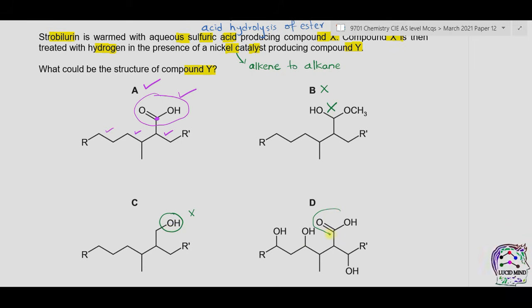In D, this is correct as carboxylic acid is formed from carbonyl carbon. But alkene has been converted into diol, which is not possible. It is only possible when cold dilute KMnO4 is used. So option D is also wrong. The correct answer is therefore A.